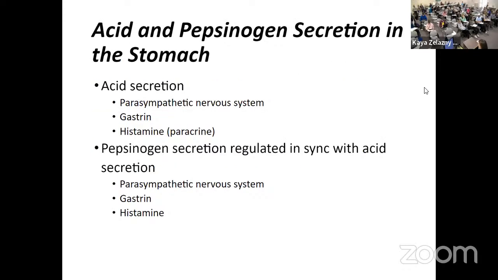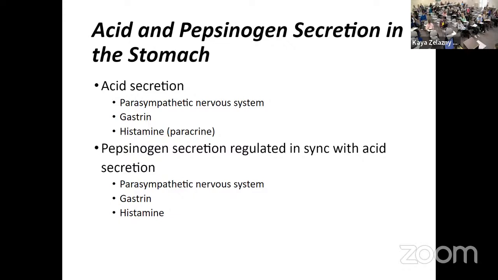So we're eating our food. Now it's getting down to the stomach. And the stomach needs to know whether it is going to produce a bunch of stomach acid, and whether it's going to produce pepsinogen so that we can start digesting protein.